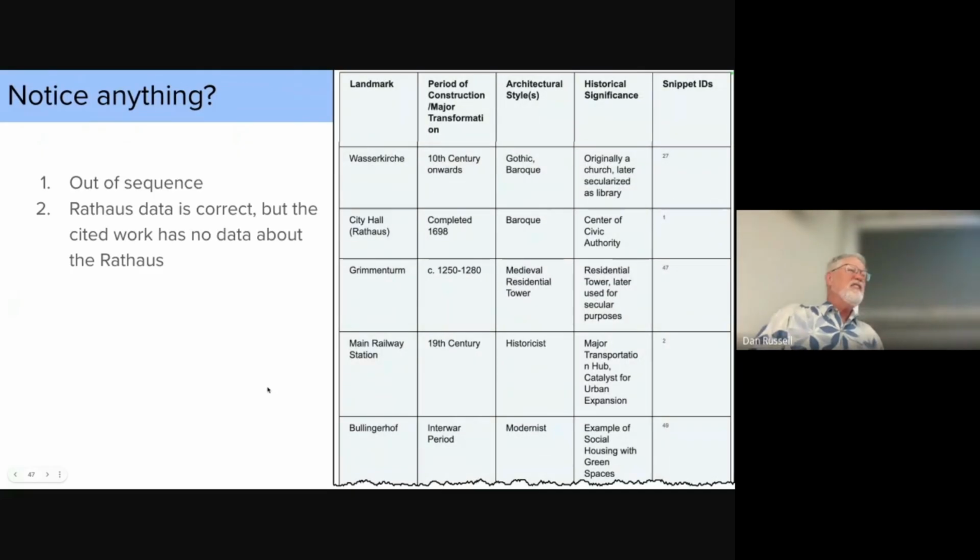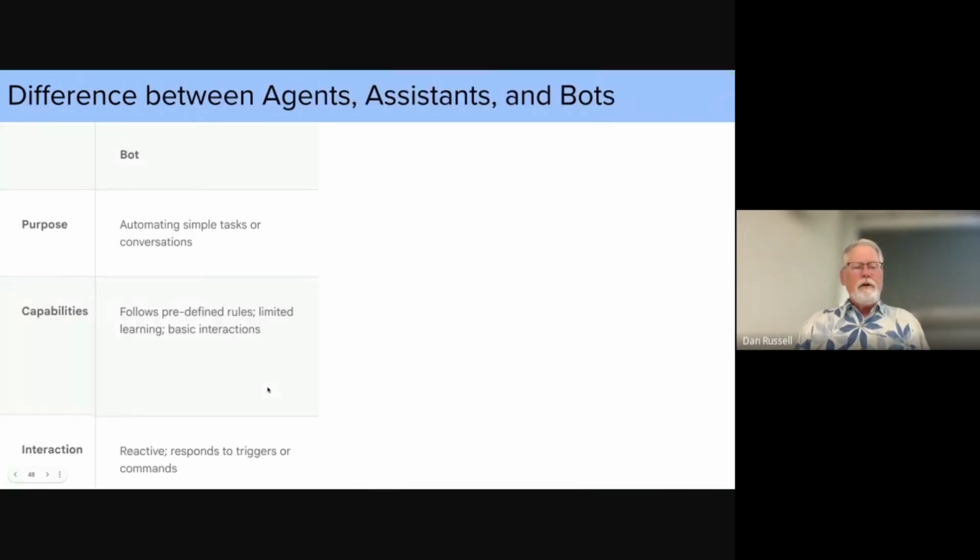But, you know, if you actually look at it carefully, there's a bunch of events in here, because I read this carefully, because I'm pathological that way. And so I discovered that a lot of the events were actually out of order. And the data on the rat house is correct, but the work it cites has no information on the rat house, so it's hallucinating. You know, this is a problem, right?